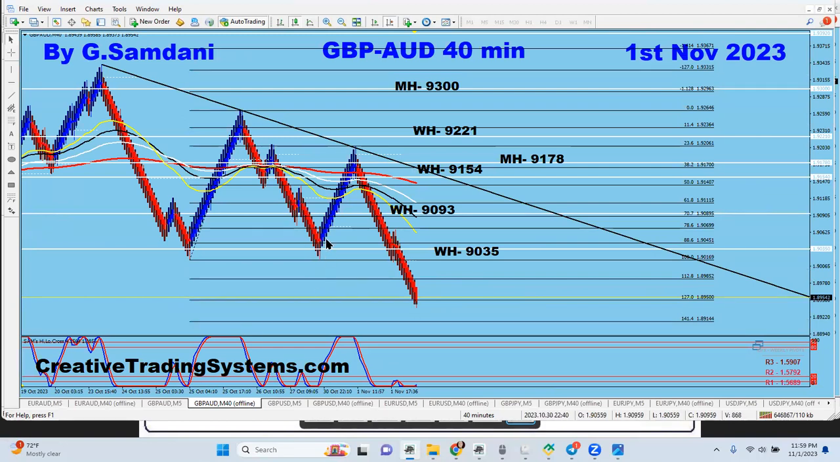Even though this point B, this is XAB, made the double bottom, as long as this point B is not lower than this, it is a valid point B. Okay. And then C is exactly the 23% line, and then it dropped straight to 127.